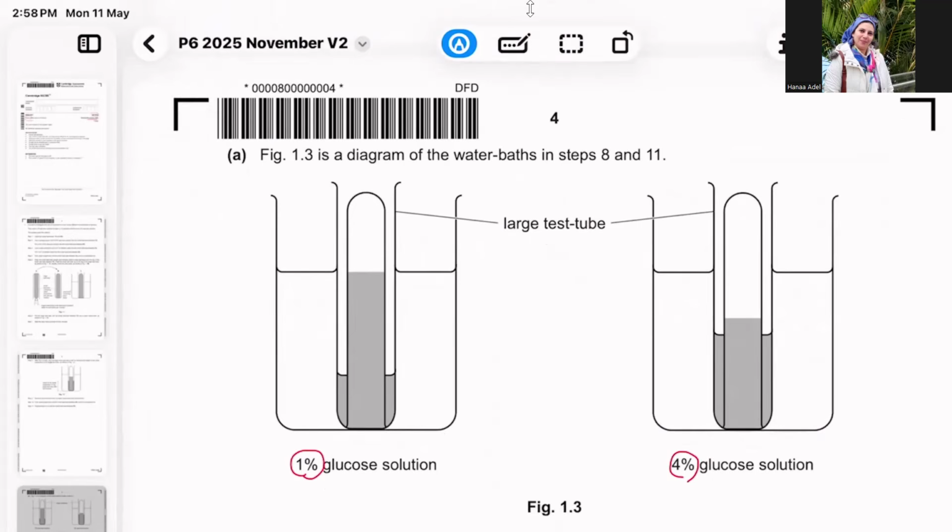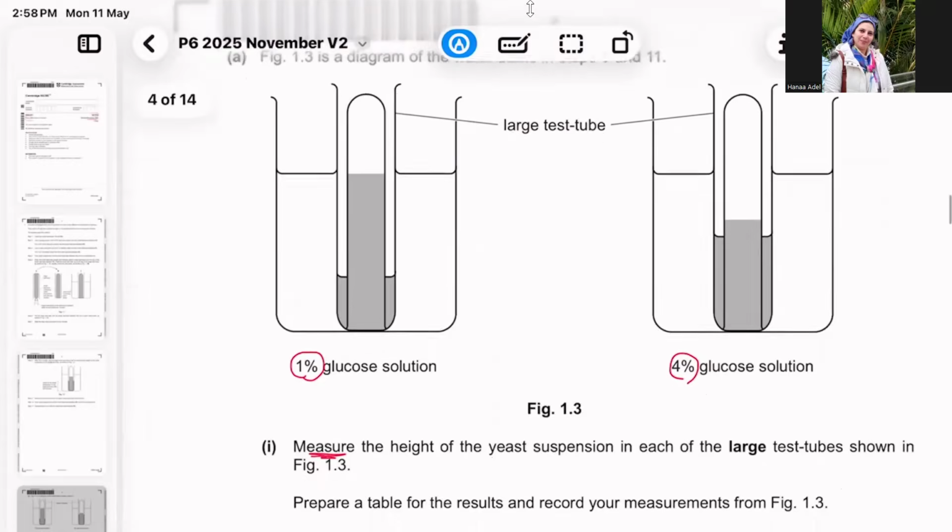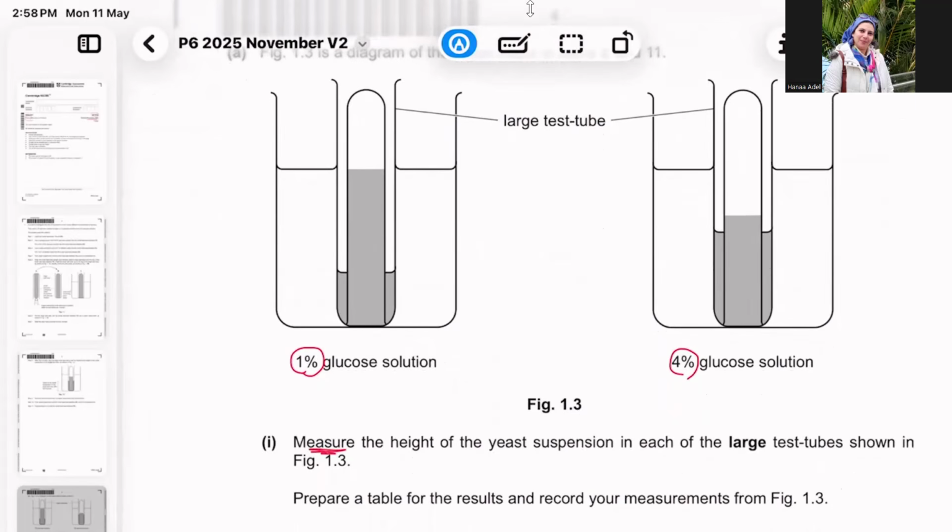So we have 2 different concentrations. Measure the height of the yeast suspension in each of the large test tubes. So we will measure this height for the 1% glucose solution and this height for the 4% glucose solution. So measure the height of the yeast suspension in each of the large test tubes shown in the figure.